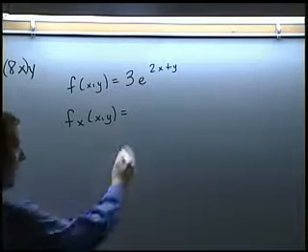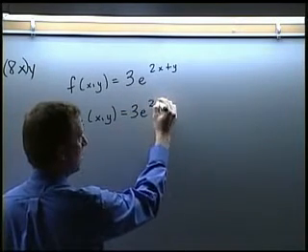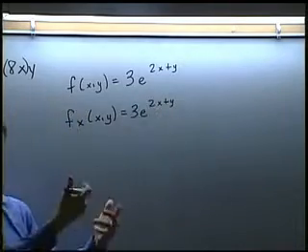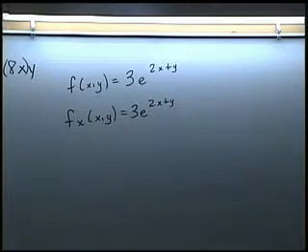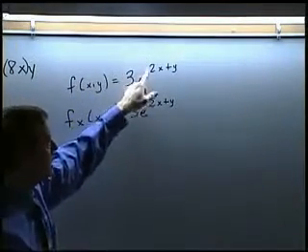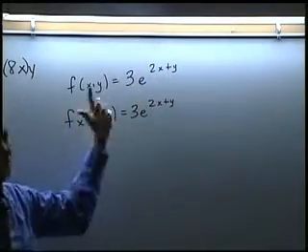3 times e to all that power. The derivative of an exponential basically just rewrites itself. That's part of the derivative. Now I go up and look in the exponent here. I look for the chain rule.